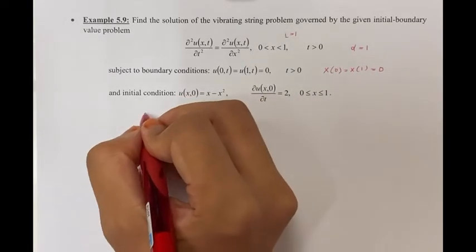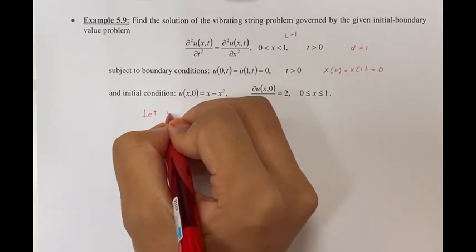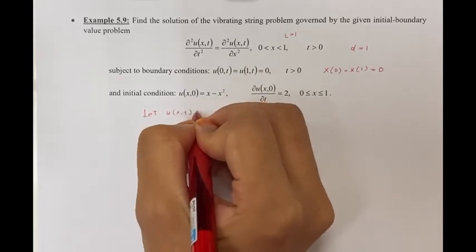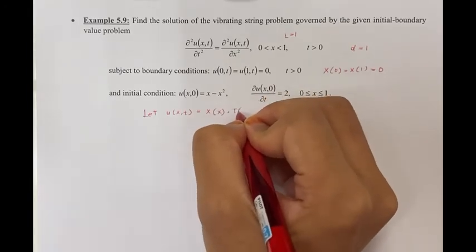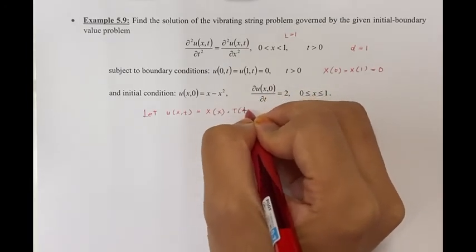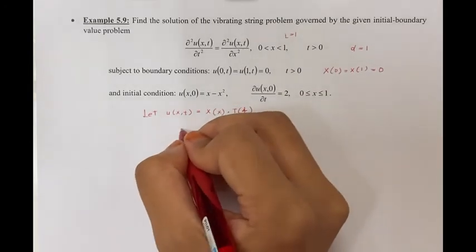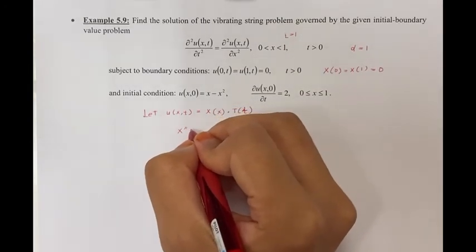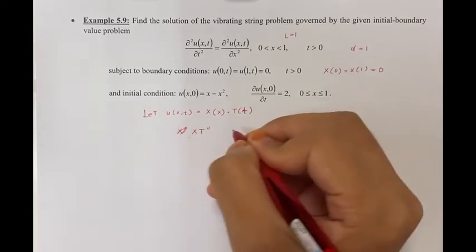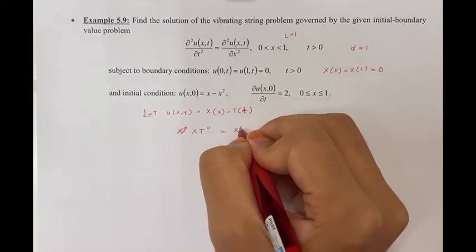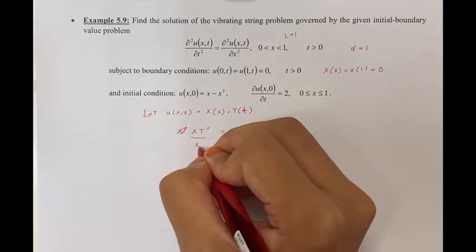So start with u(x,t) equal to X(x)T(t). As usual, substitute. You have X T double prime equal to X double prime T, divided by XT.